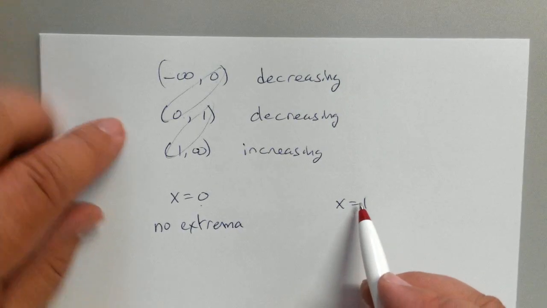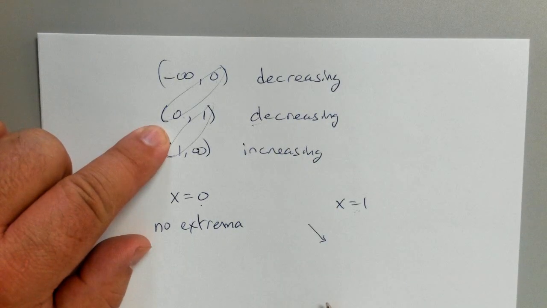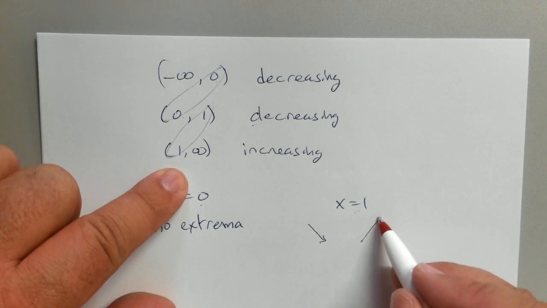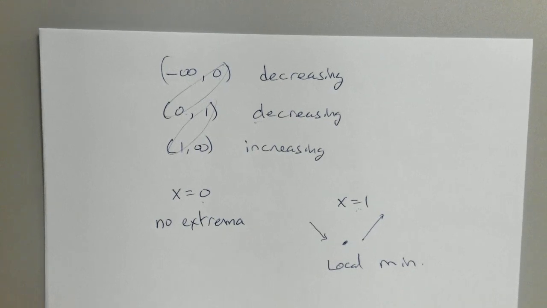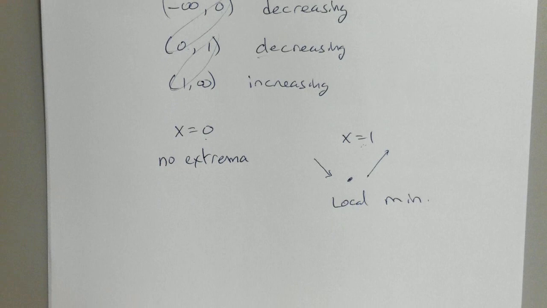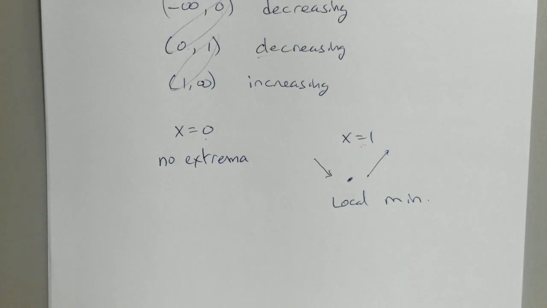When x equals 1, on the left side it's decreasing, so it's going down. On the right side it's increasing, so it's going up. That means it's the bottom, so it's a local minimum. Do we have an absolute extrema anywhere?